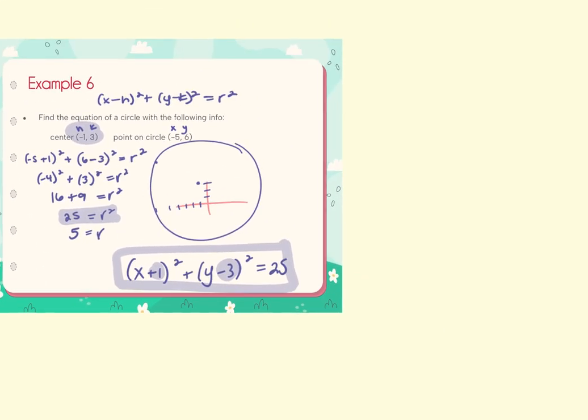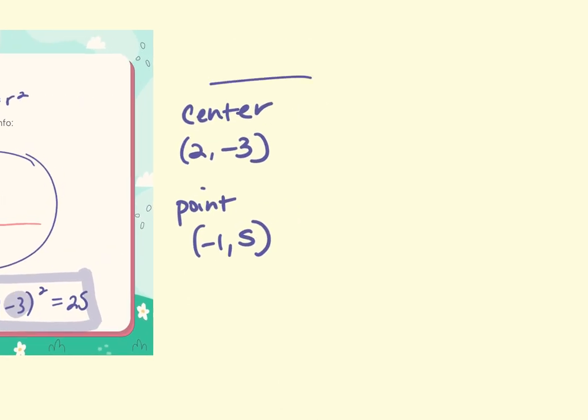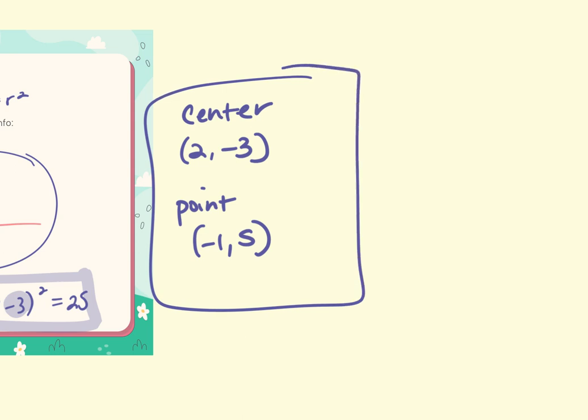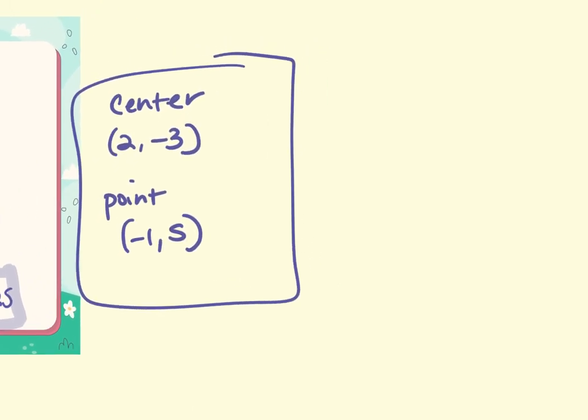Let's do another one. Center at 2, -3, point on the circle -1, 5. Everybody do it. So this is, again, be careful which ones you make the X's and the Y's, and the H, K, because it will give you the wrong thing. The center is your H, K. The point is your X, Y.